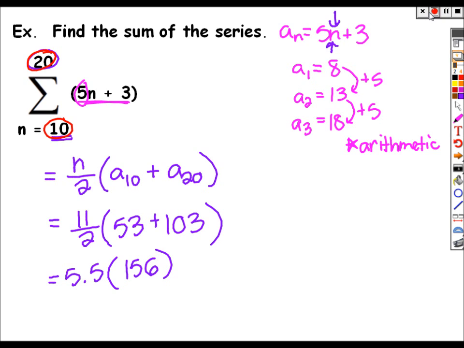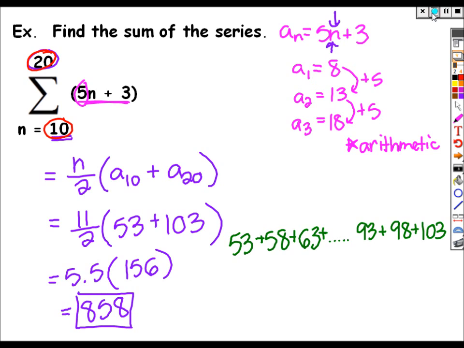So I have 5.5 pairs that add to 156. Feel free to use your calculator. The sum of this arithmetic series is 858.